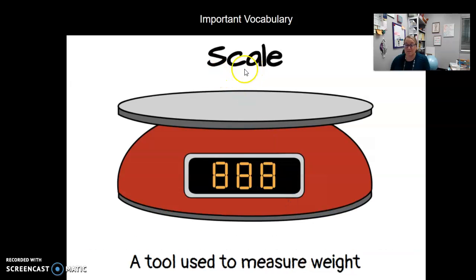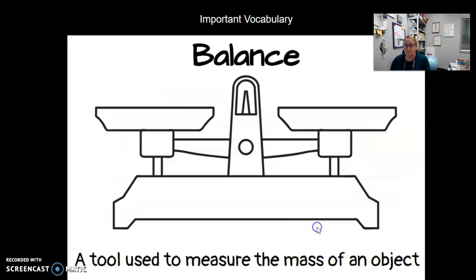The next word we have is scale. A scale is a tool used to measure weight. The next one we have is balance. You should have seen these before, maybe in science. So a balance scale is a tool used to measure the mass of an object. You put something on one side and then you put weights on the other side, and you're able to see how much mass is in that object.